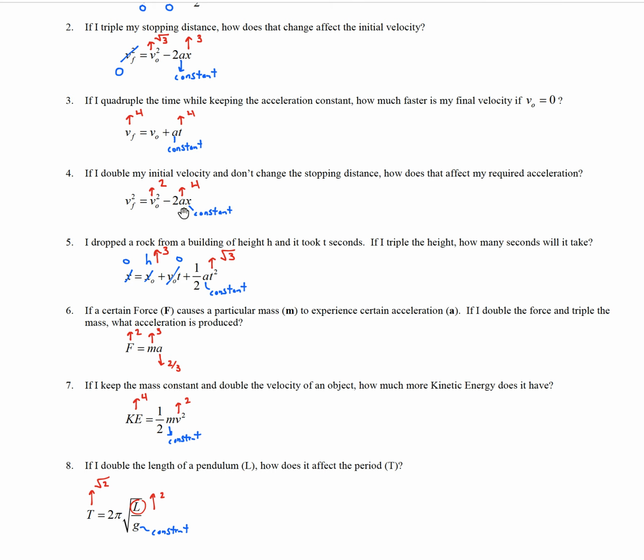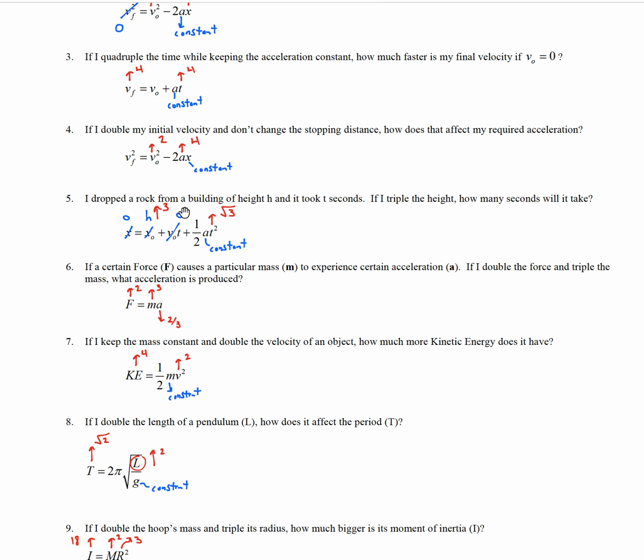Okay, think about that again. Whatever you do to v naught, it is a quadratic compared to a being some linear thing, some a to the first power. So doubling and then squaring it, 2 squared is 4, thus my acceleration required to make that happen has to be quadruple.